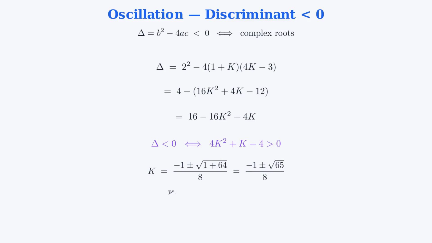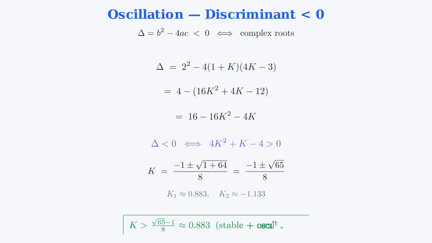Plug in. B squared is 4. 4ac is 4 times (1 plus K) times (4K minus 3). Expand the 4ac term. 4 times (1 plus K)(4K minus 3) equals 4 times, opening the bracket, 4K plus 4K squared minus 3 minus 3K. Group. 4 times (4K squared plus K minus 3). So 4ac equals 16K squared plus 4K minus 12.